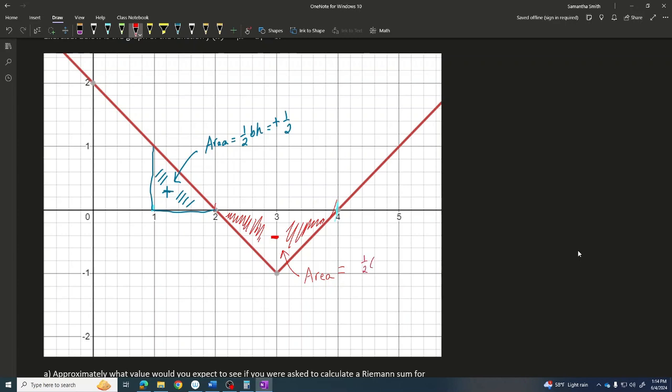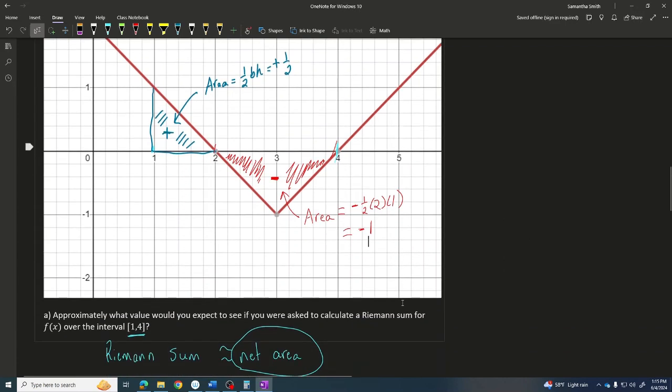1/2 the base, which is 2 units, times the height, which is 1 unit. However, we would give this area a negative sign to capture the fact that this particular area is located below the x-axis. So this region would be called having an area of -1, an area of 1 unit located below the x-axis.